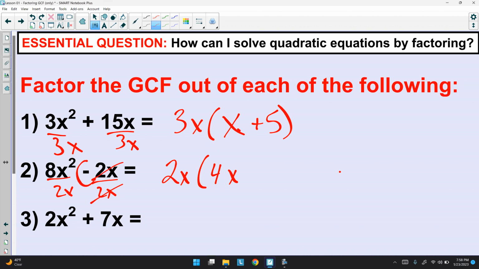And this one, to try to trick you, but x is the greatest common factor out of both terms. So x, and then we just get 2x plus 7.